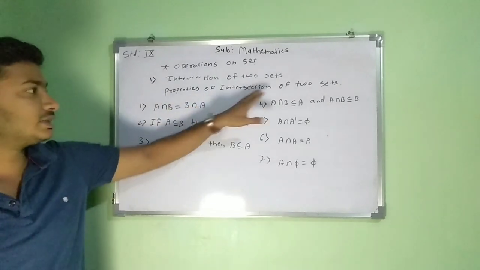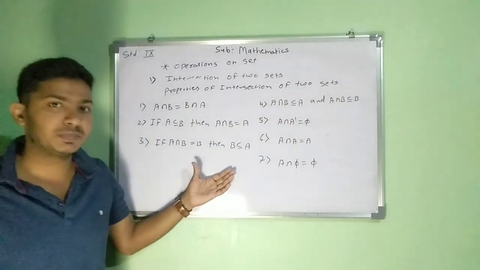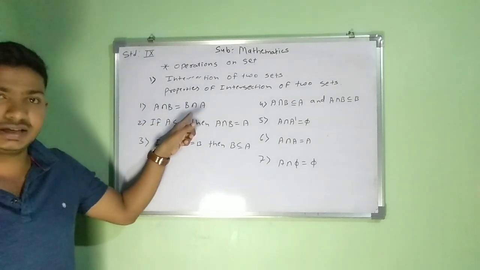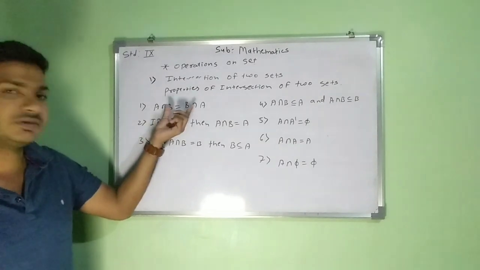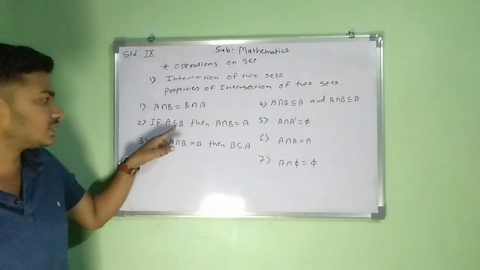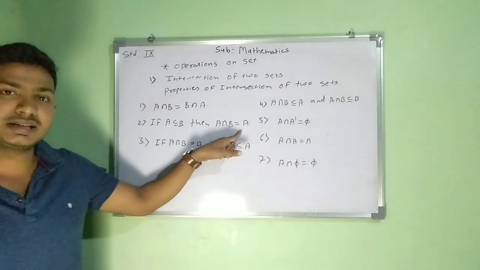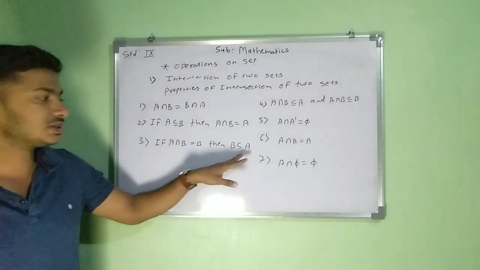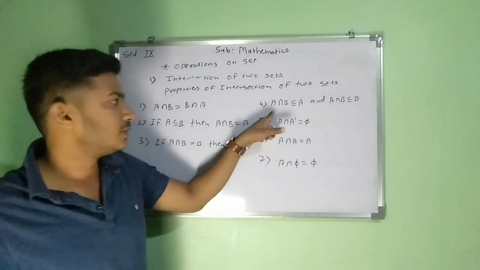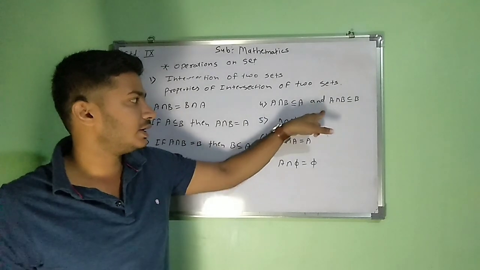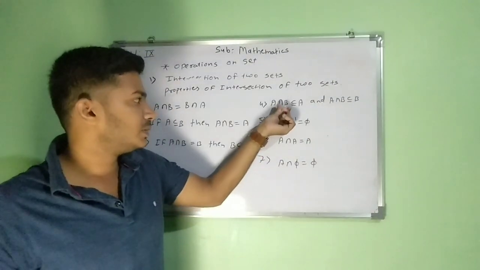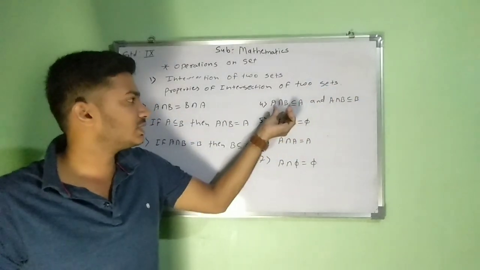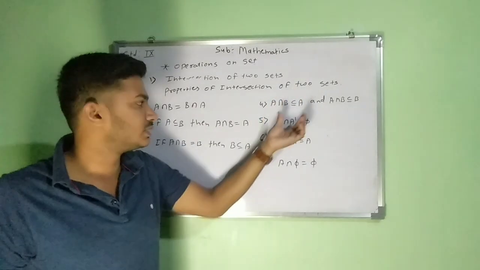Here are some properties of the intersection of two sets that we have to use while solving word problems. The first property is A intersection B is the same as B intersection A. If we change their places, it will be the same. Second, if A is a subset of B, then A intersection B is equal to that first set. Third, if A intersection B is equal to B, then B is a subset of A. Fourth, A intersection B is a subset of A and A intersection B is a subset of B as well. That means the intersection of the two sets is a subset of each of them.